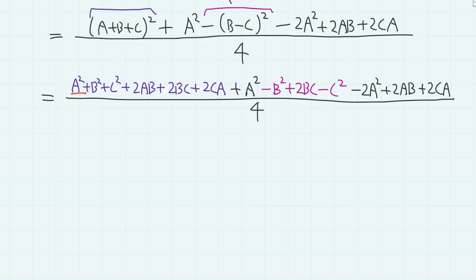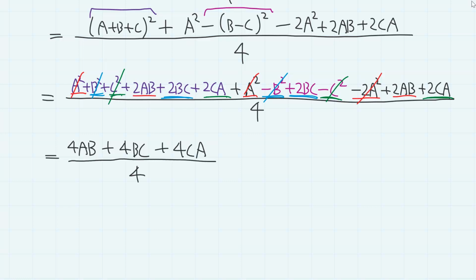Now notice that a squared and minus 2a squared, so the a squared terms cancel out, b squared and minus b squared, c squared and minus c squared, and 2ab here and 2ab here. So we have 4ab, and 2bc here, and 2bc here. So we have 4bc, and 2ca here, and 2ca here. So we have 4ca, divided by 4, which gives ab plus bc plus ca.